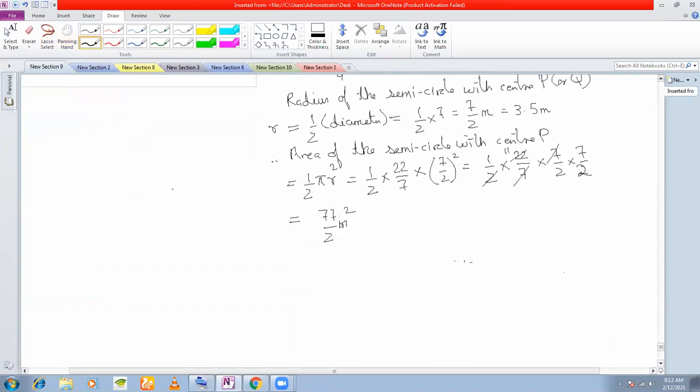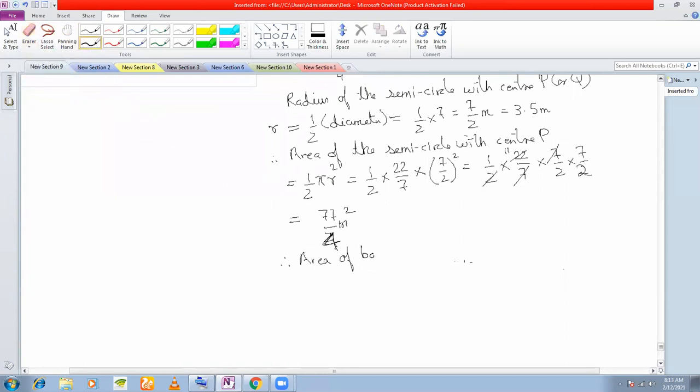So therefore, what is the area of both the semicircles? Excuse me, sir. Yes. Sir, it is 77 by 4. Yes, there's a 2. It's 2 into 2. Fine. Area of both the semicircles.